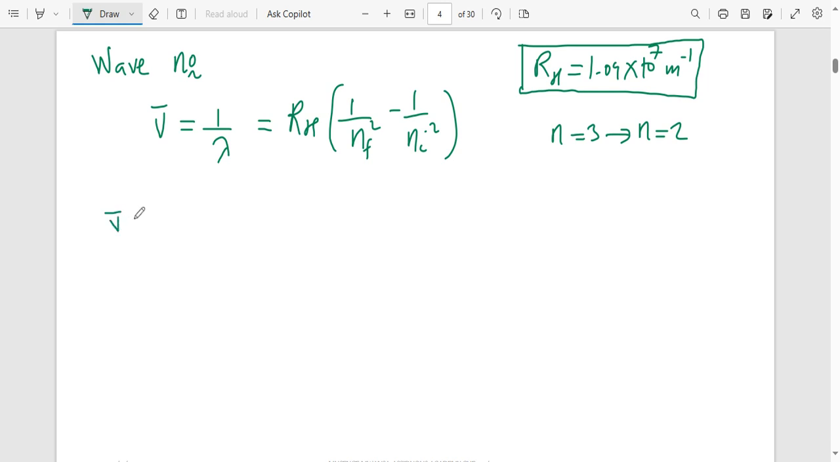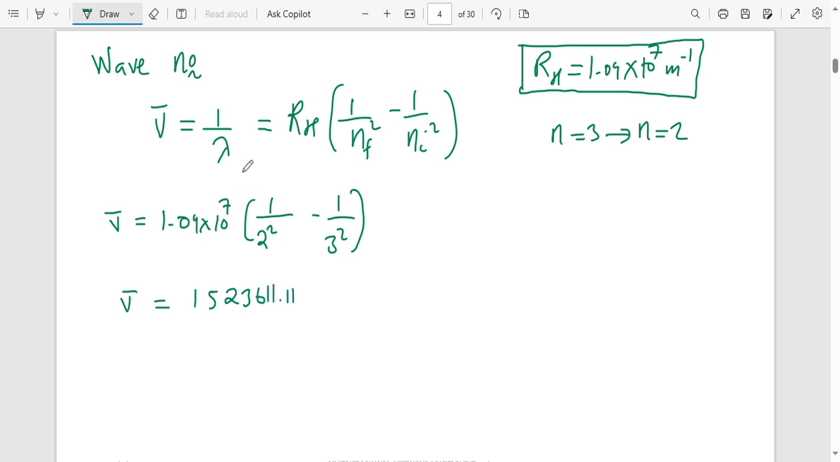So wave number is going to be equal to RH, so where there is RH, you put 1.09 times 10 to the power 7, and then multiply by 1 over the final energy level is 2, so that will be 2 squared minus 1 over the initial energy level is 3, so that is going to be 3 squared. If you punch this one, the calculator should be able to get 1523611.11. But remember, this value here was in meter to the power negative 1, so the unit for this one will be meter to the power negative 1.